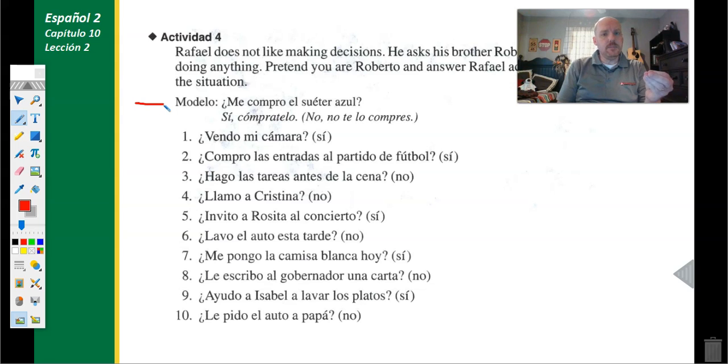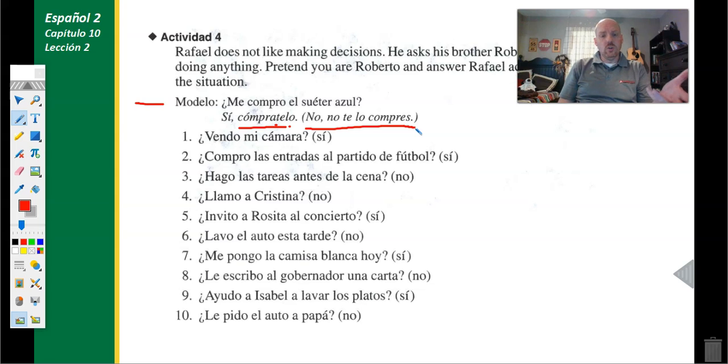Compra, buy. Now I'm going to add by yourself. Cómprate. By yourself what? El suéter. Masculine singular. Lo. That's where I get the te, and that's where I get the lo. Cómpratelo. And then I have to look and make sure my accent mark is right. Since compra is more than one syllable, I have to mark the emphasized syllable with an accent mark. Cómpratelo. Sí, cómpratelo.